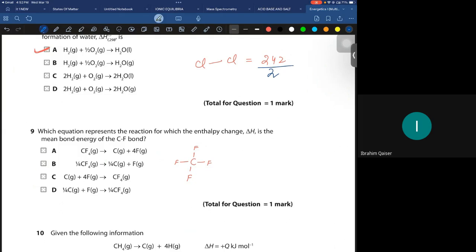If you remember, I was telling you about atomization and ionization. I told you the energy required to remove an electron from the outermost shell of a gaseous atom. We are more interested in the atom, so it's a standard form. That's the reason we try our best to find the equation in which I can see the atom on the product side. So that's the reason B is your correct option.